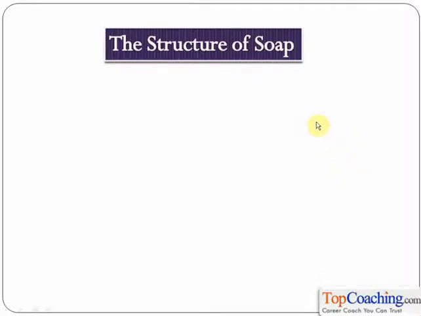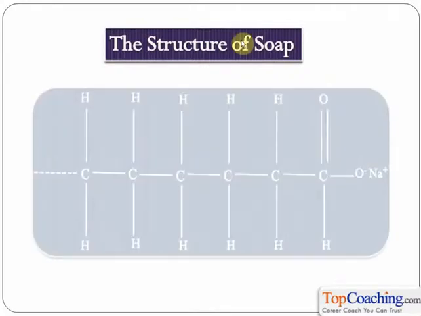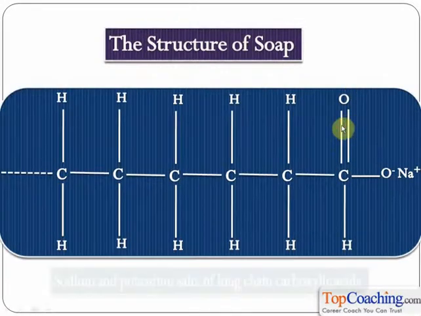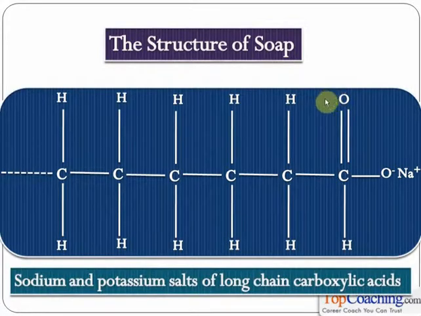Now before we learn about the action of soap and detergent, we have to first learn about the structure of soap. What does soap actually consist of? Well, soap in general consists of the sodium and potassium salts of long chain carboxylic acids. What this means is that different soaps are basically the sodium salts of carboxylic acids or the potassium salts of carboxylic acids. Take a look at this structure of soap here.